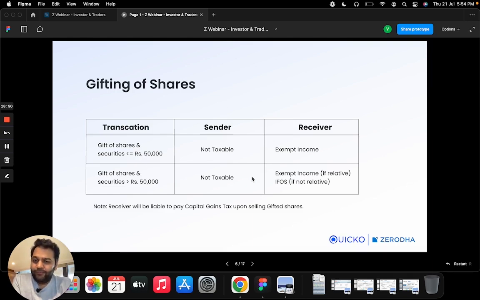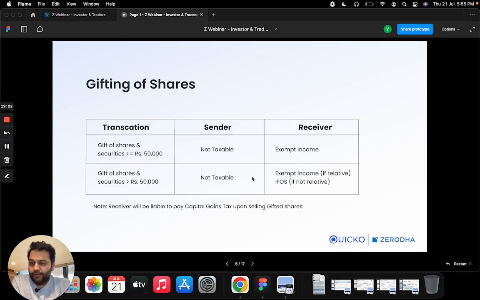So if the gift amount is less than 50,000 rupees, how do you determine it? Here you are gifting shares, so essentially you have to look at the market value. And if the combined market value of all the shares that you're gifting is less than 50,000 rupees, then it is not taxable for the sender, but it's also exempt income for the receiver, right? So the receiver also does not have to pay any taxes when they receive those shares in the form of a gift.